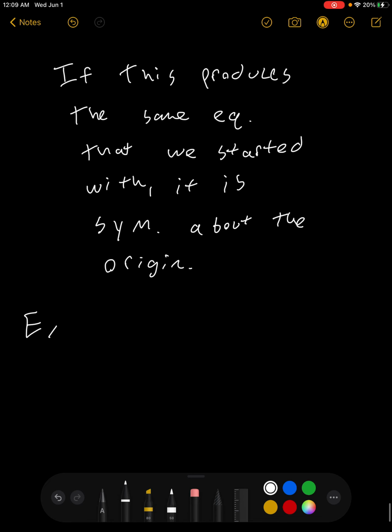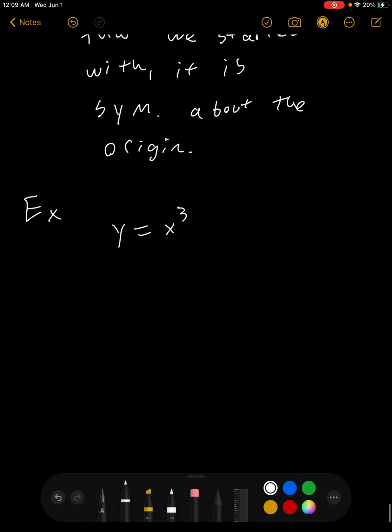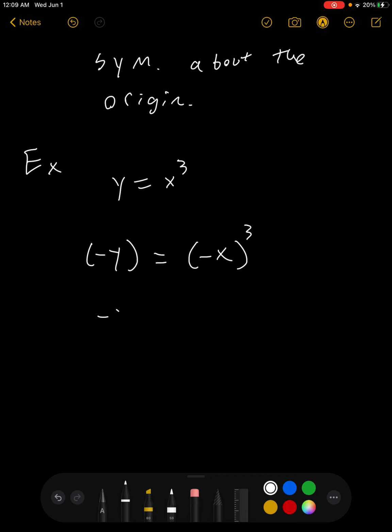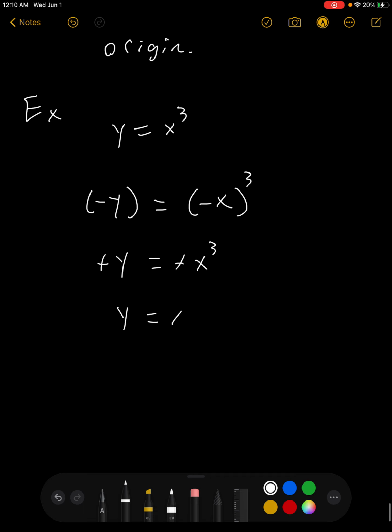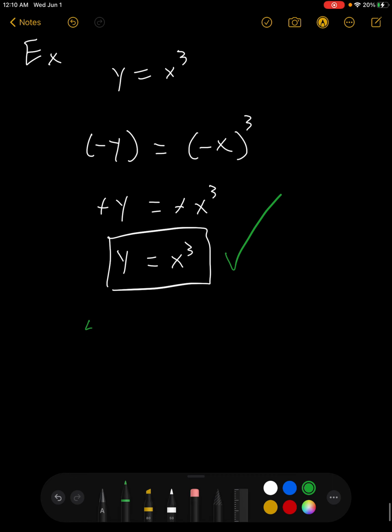So let me do an example. We have y equals x cubed. Let's now replace the y with a minus y. We'll replace the x with a minus x. Okay, so we have negative y, and then negative 1 cubed is still negative 1, so we end up with a minus sign out front. And now we could just multiply both sides by negative 1 and cancel out those negative signs. And we end up with the same equation we started with. So we replace the y with minus y, replace the x with minus x, and it produced the original equation. So therefore this is symmetric about the origin.